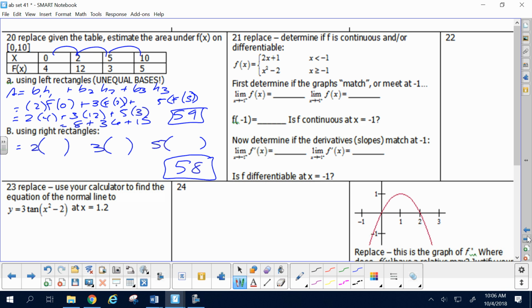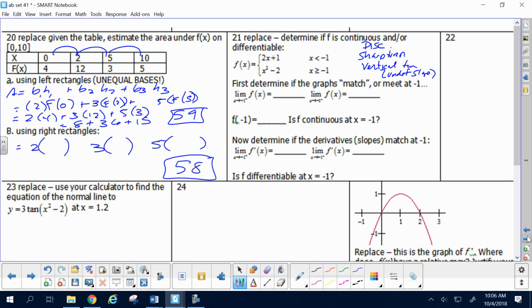Continuous and differentiable. Would you real quick just tell me the 3 reasons a function could be not differentiable at a point? Discontinuity, sharp turn, vertical tangent, which is to say undefined slope. Okay. So we're going to look to see if this graph is both continuous, the 2 pieces meet, and differentiable, which is to say the slope smoothly transitions from one into the other.